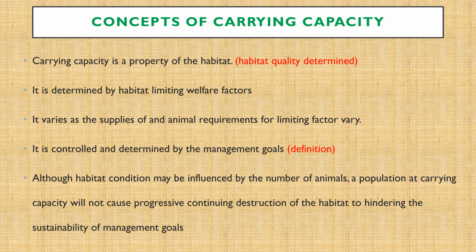Carrying capacity is controlled and determined by the management goals, where there's a specific quality of animals that is required within a habitat. The managers will modify the habitat to ensure that they get the right quality they need. Lastly, although habitat condition may be influenced by the number of animals, a population at carrying capacity will not cause progressive continuing destruction of the habitat to hinder the sustainability of the management goals.